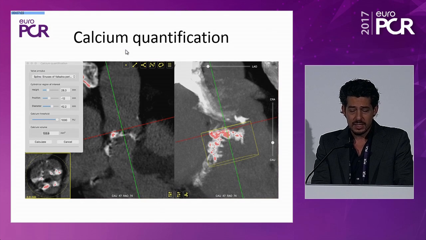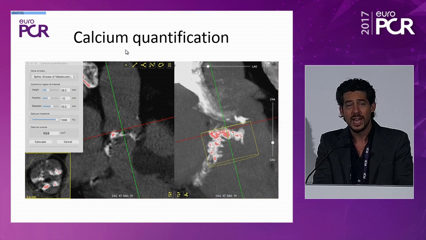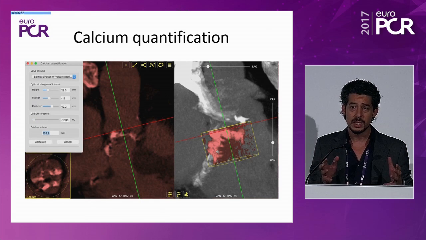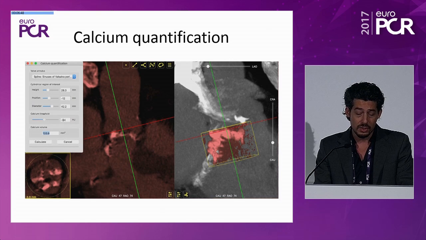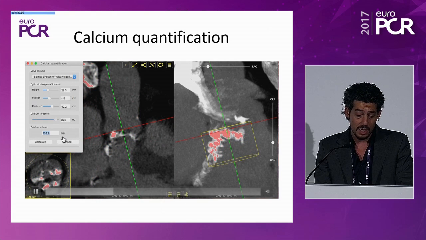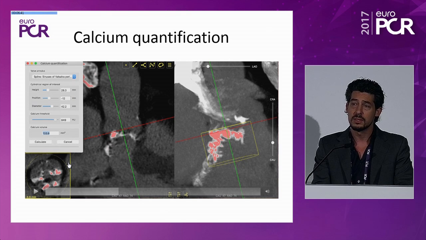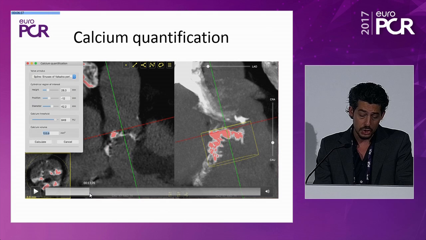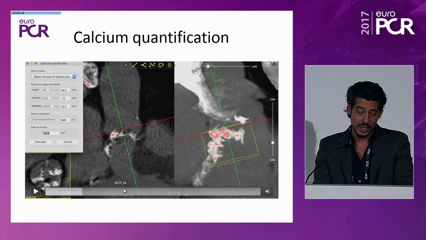Now, let's talk about calcium quantification. Very important: when you have large annuli, you will measure much more calcium because it's just a large anatomy. When you have smaller anatomy, you're going to measure less calcium. So it's very difficult to understand what is high and low calcium when it comes to quantifying calcium with respect to millimeter cubed, or volume of calcium.